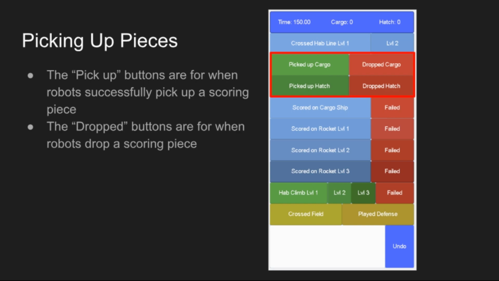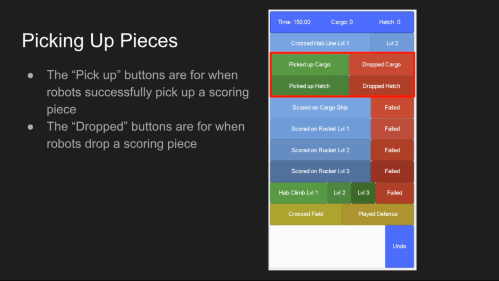So, picking up pieces: if the robot doesn't already have a piece, if it's empty and it wants to pick up another thing, if they pick up a cargo, you click on pick up cargo. If they want to pick up a hatch, then you click on pick up hatch, right? Drop cargo, drop hatch. Those are kind of self-explanatory. But those buttons are for when they manipulate scoring pieces. They drop something where they weren't supposed to, or they unintentionally drop it onto the field and not onto the rocket or wherever. So when they drop it on the field, you use these.